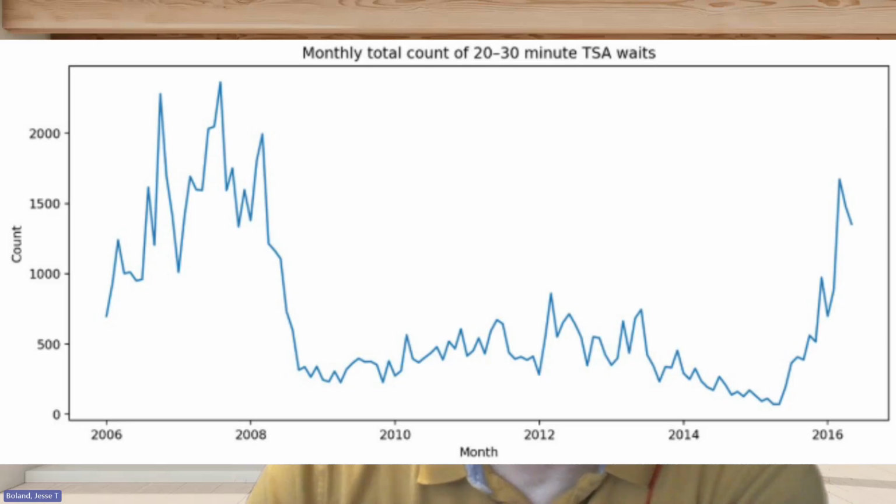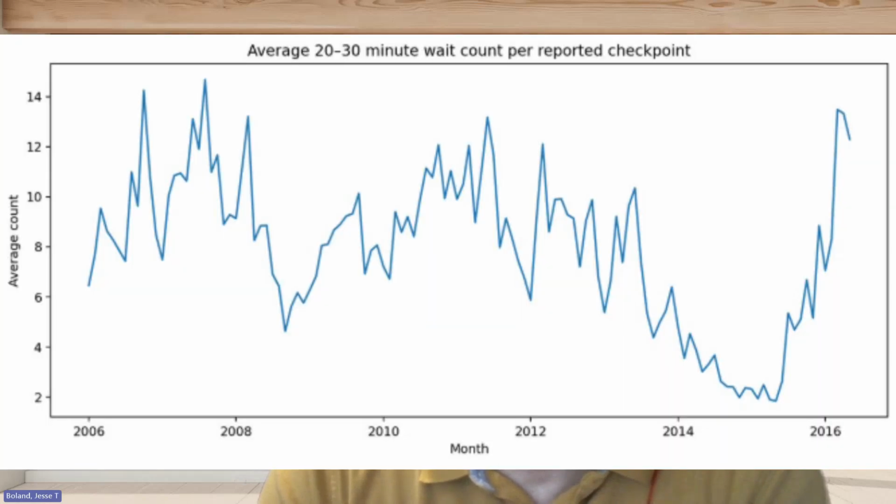Looking at the time trend, the highest levels of 20 to 30-minute wait times occur in the earliest part of the dataset, particularly between 2006 and 2008, with several peak months in 2007. While this may suggest that TSA congestion has improved over time, the information isn't detailed enough to make that assertion. The number of reporting checkpoints varies significantly from month to month, which affects the total count. As a result, normalized measures such as the average number of delays per reporting period provide a more reliable basis for comparison over time.